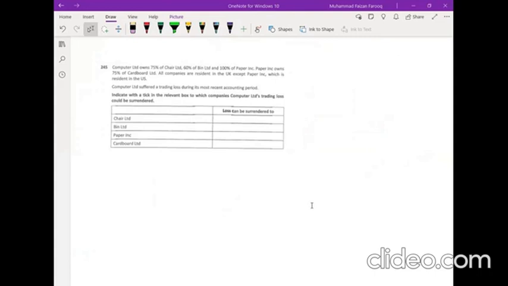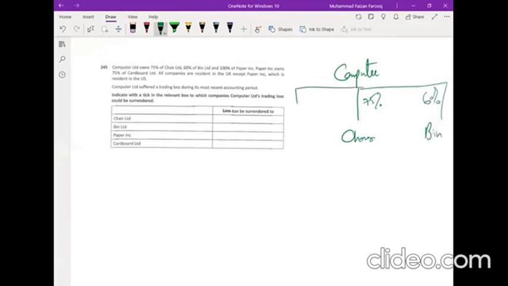Okay, we have Computer Limited. Very good. Computer owns 75% in Chair, 60% in Bin, and 100% in Paper. Paper owns 75% in Cardboard. All companies are UK residents except Paper, which is not a UK resident. Can non-UK residents form a group, right or wrong?